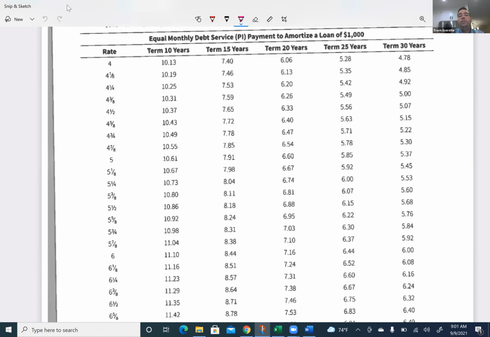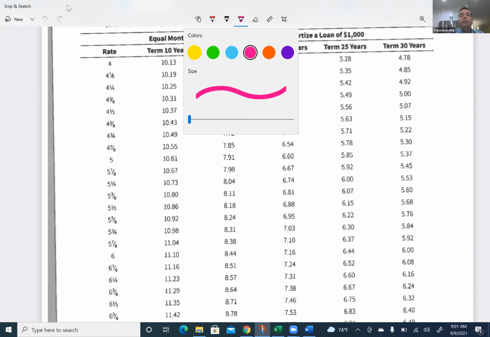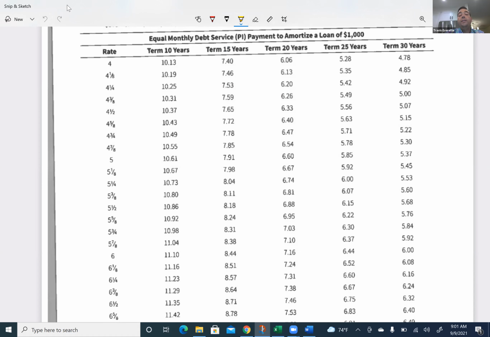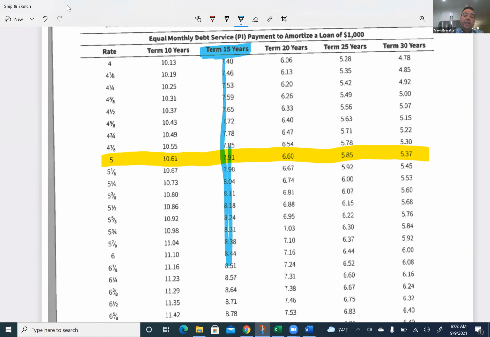I'm going to use a highlighter here to give you an idea of what you will see. Let's say the test question says the loan is issued at 5% annual interest. That whole row is loans at 5% annual interest. And then the question also says that the loan is issued for 15 years. So we want to highlight in the same way the 15-year column here, because this entire column is loans at 15 years. And what we're looking for is just where the two intersect with each other. This is the monthly payment for a 15-year loan at 5% interest.